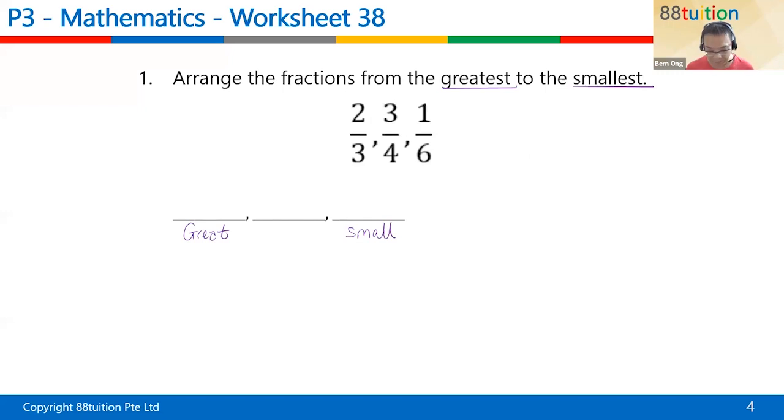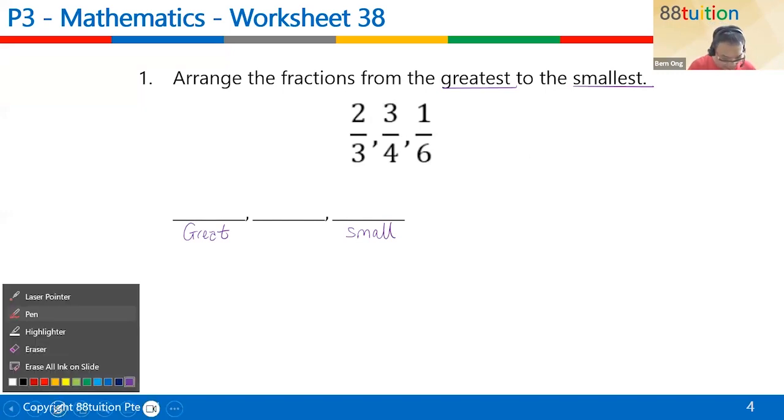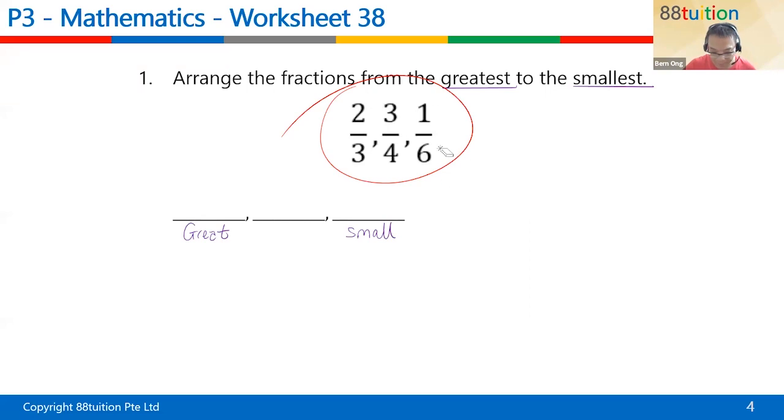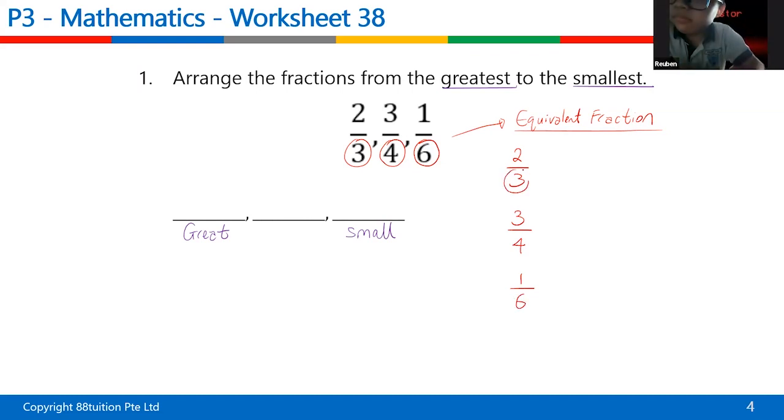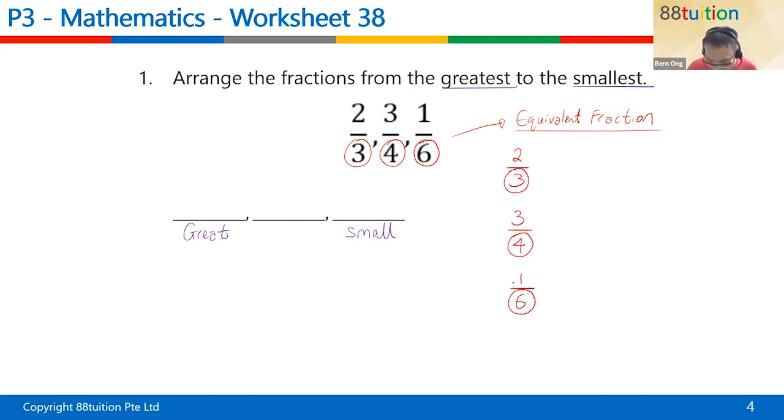As you know, we cannot just compare like that. We can use one method, which is looking at the denominator. We use something called equivalent fraction to bring the denominator to be of the same number. So for example, 2 over 3 versus 3 over 4 and 1 over 6. Children, look at the denominator: 3, 4, and 6. What is common? Tell me, anyone?